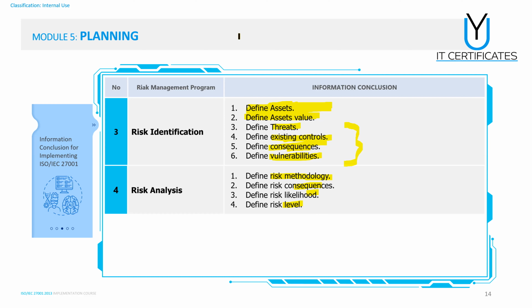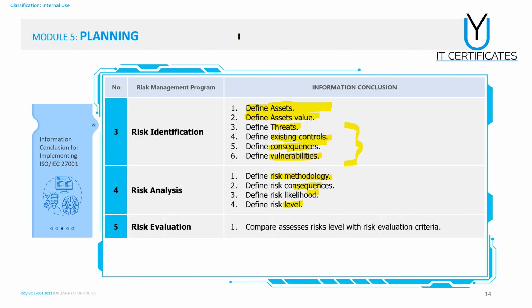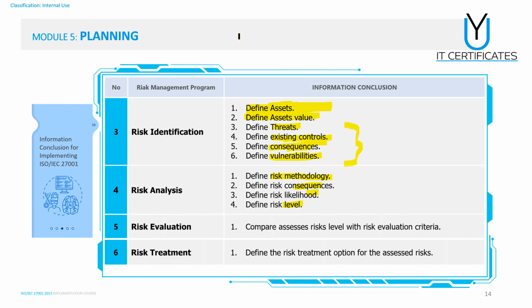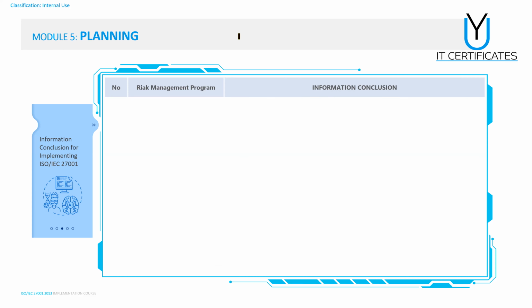At this point, you should make a meeting with the business owner, not the IT. In step number 5, or process number 5, for the evaluation, you have to compare the assessed risk levels with the risk evaluation criteria. And in the risk treatment, you have to define what are the risk treatment options for the assessed risks.